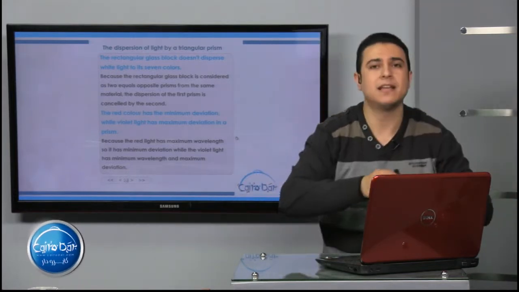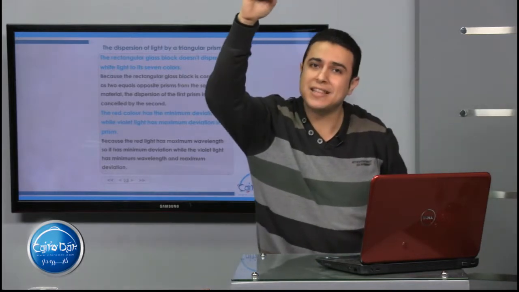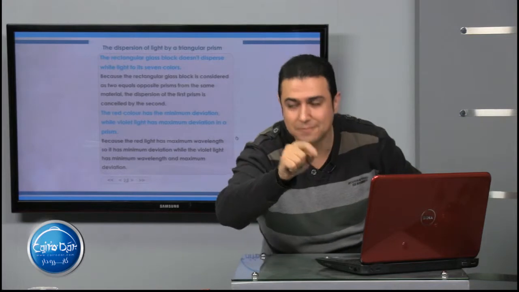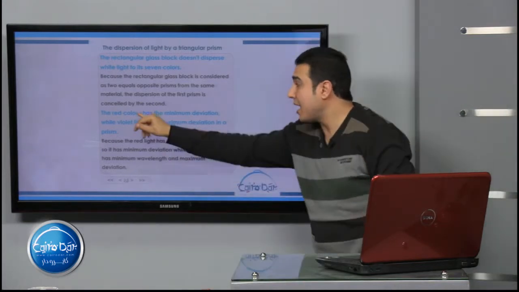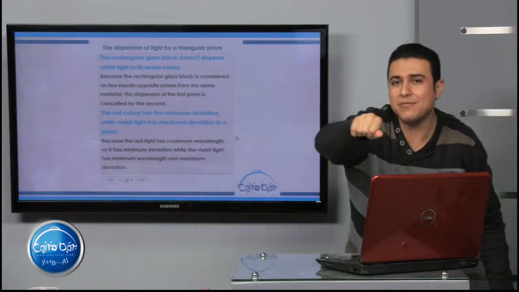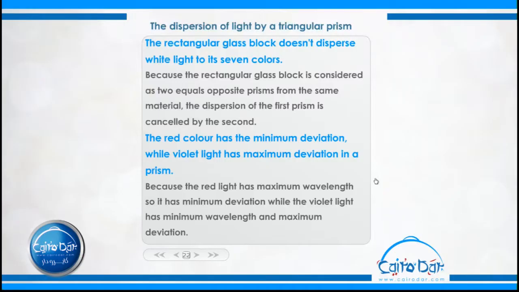Small wavelength, high refractive index, high angle of deviation. Please don't forget it. So the red color has a minimum deviation, and the violet light has maximum deviation, because the red light has maximum wavelength, so it has minimum deviation, while the violet light has minimum wavelength and the maximum deviation.